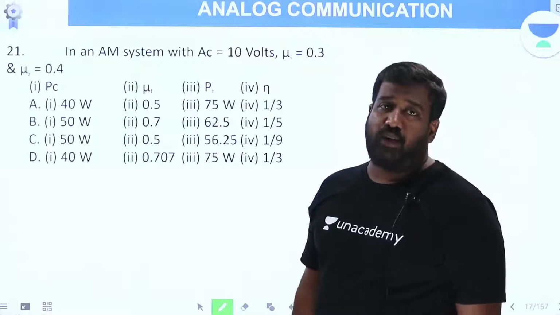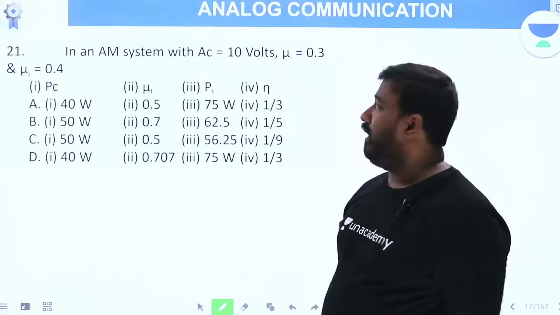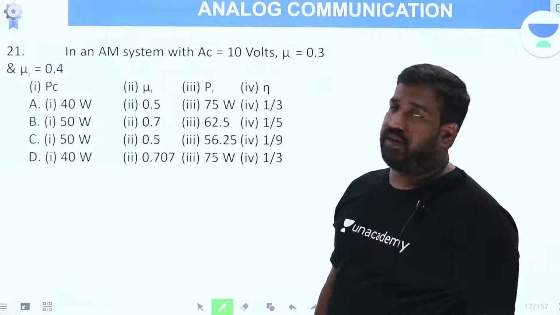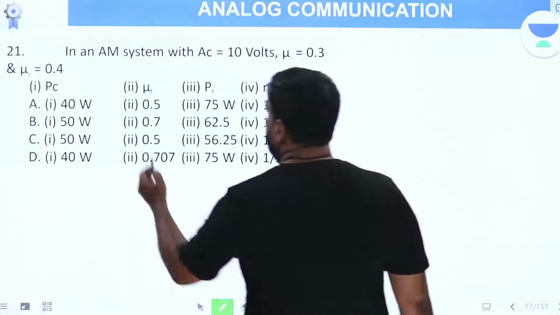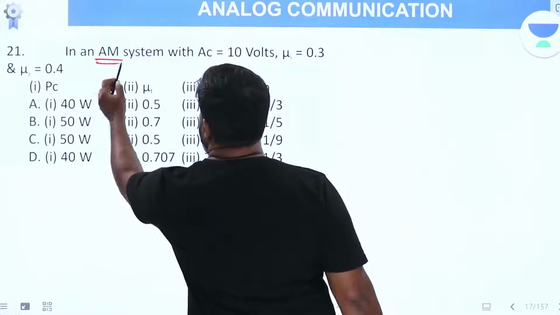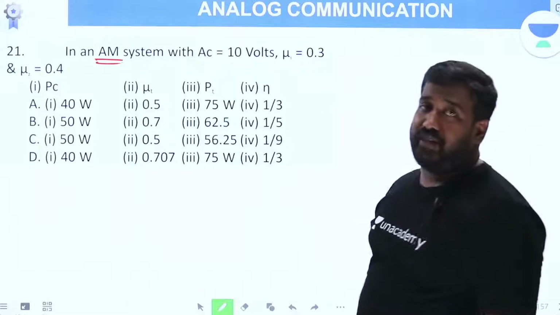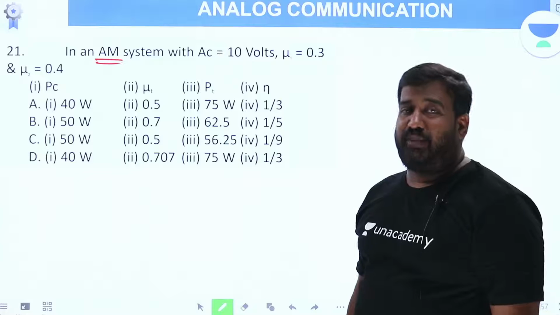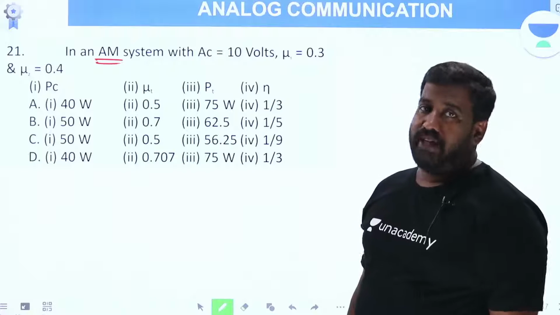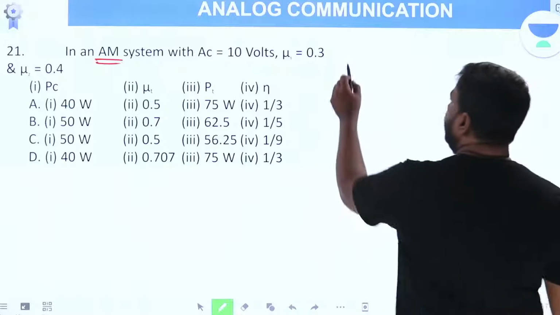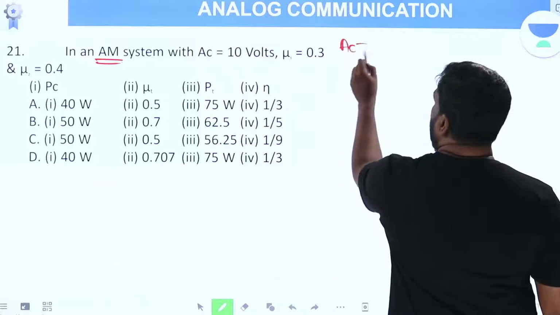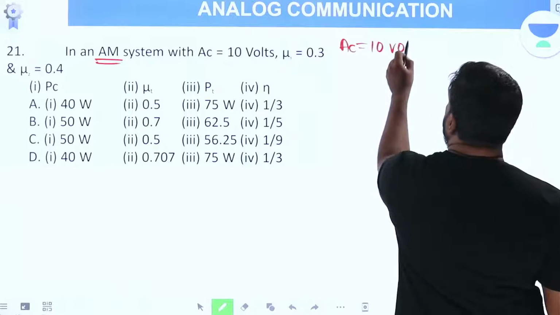Question number 21, the first question for today's part and the continuation of yesterday's. What is given here? Let me read out. In an AM system, the system is AM. That is important. You should identify whether the system is AM, DSB-SC, SSB or VSB. In an AM system, AC, amplitude of the carrier signal is 10 volts.